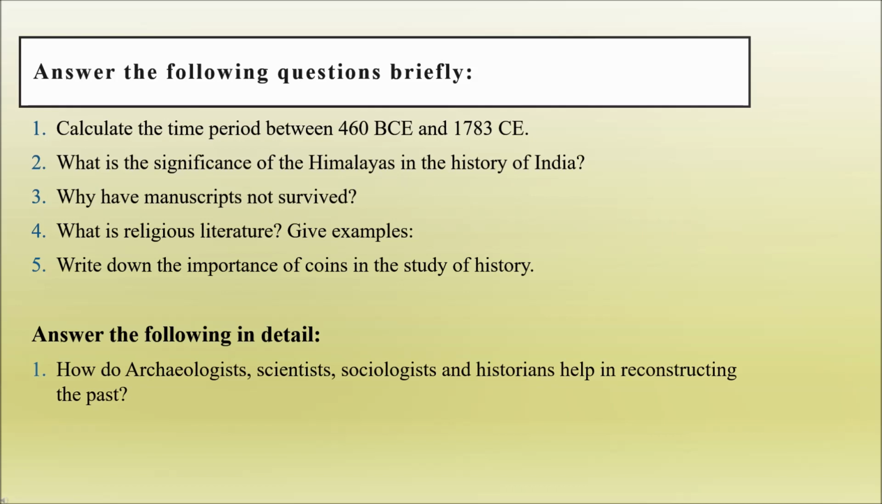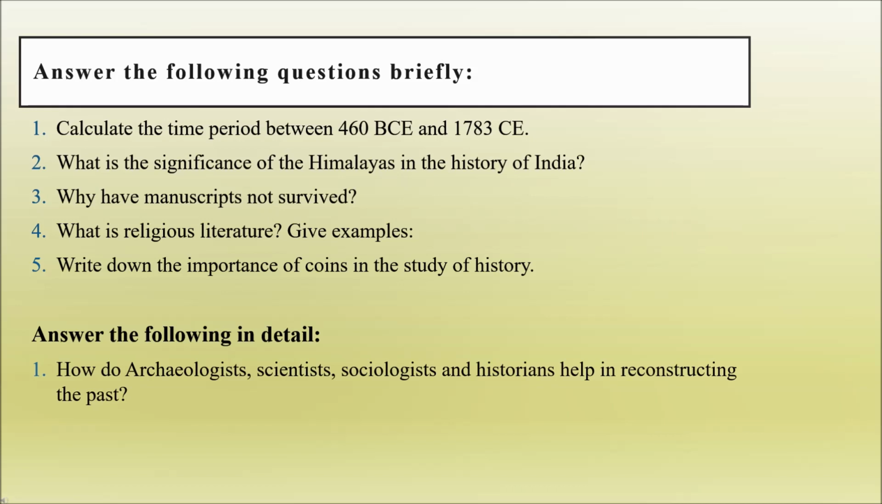Fourth one, what is religious literature? Give examples. Religious literature is mostly religious in nature and doesn't contain definite date for events and kings. For example, the Puranas, the Vedas, the Upanishads and the Tripitakas, etc. Write down the importance of coins in the study of history. So the answer is, coins help us to know about the rule and the extent of the ruler. Metals used in the coins tell us about the economic condition of an empire.